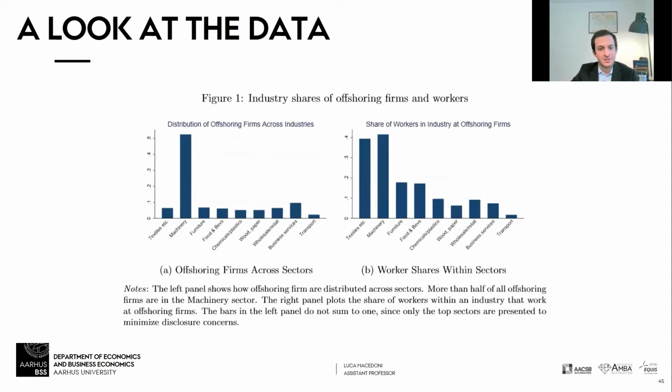On the left panel, there is the distribution of offshoring firms across industries. Basically in the survey, the majority of firms that offshored are from the machinery sector. And among the firms that offshore, this is the share of workers. So 40% of workers in textile are in firms that offshore. Same thing for machinery, and a smaller share for the others.